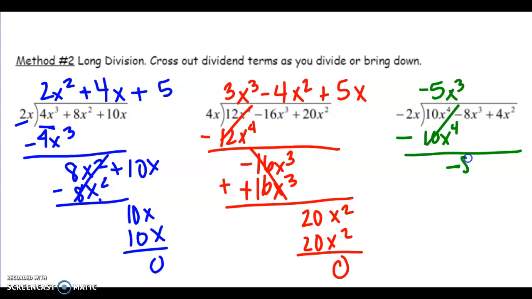I bring down my negative 8x to the third. So negative 2x goes into negative 8x to the third. That would be plus 4x squared. So a negative 2 times 4 is a negative 8x to the third. Perfect, because if I subtract, I tick those and cancel. And I bring down my 4x squared.